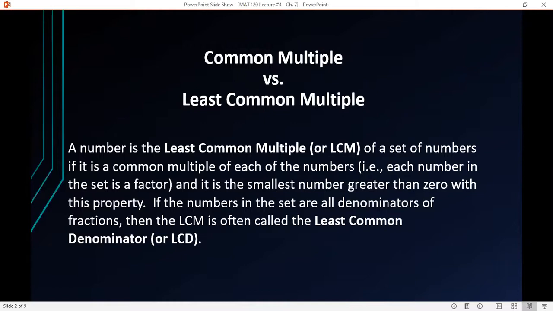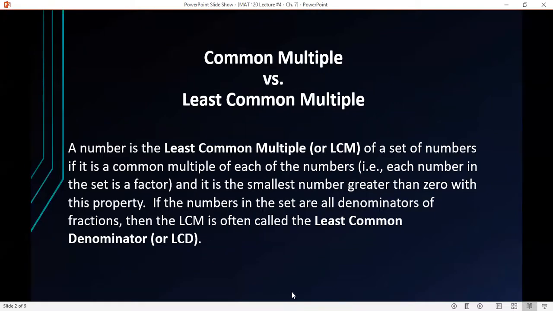So a number is the least common multiple of a set of numbers if it is a common multiple of each of the numbers. In other words, each number in the set is a factor, and it is also the smallest number that is greater than 0 with this property. If the numbers in the set are all denominators of fractions, then sometimes we call the LCM the LCD. So we'll look at some great examples of that.